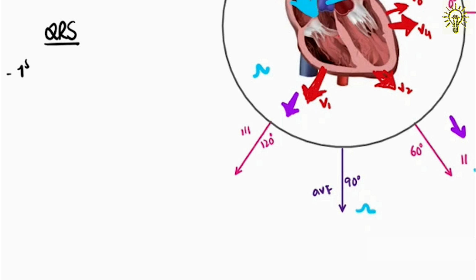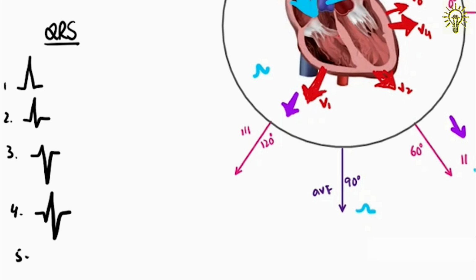Number 2. The first positive deflection is called R. The second positive deflection, if present, is called R prime. Number 3. A small deflection is labeled with a small r, and a large deflection is labeled with a capital R.